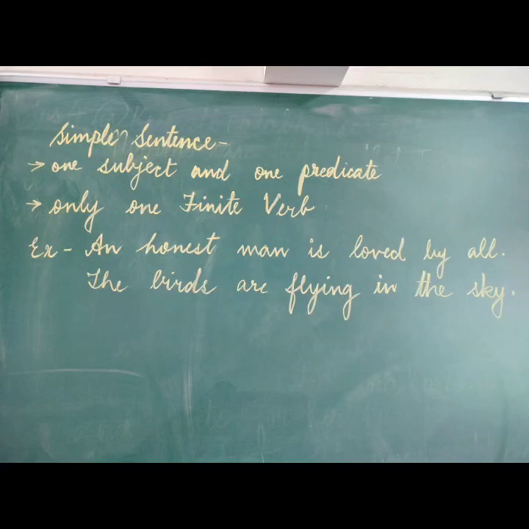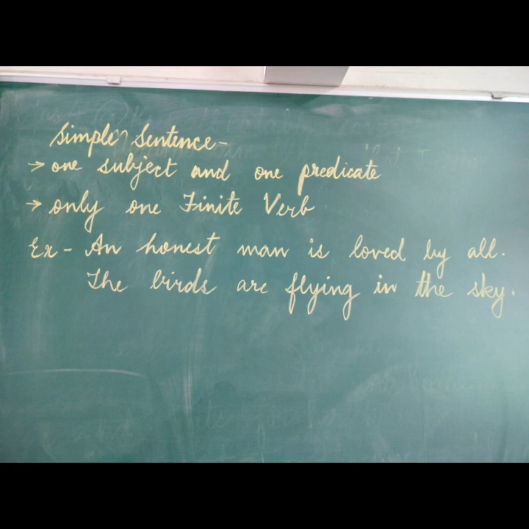So the first type of sentence that we are going to study is the simple sentence. Now what is a simple sentence? A simple sentence is the very basic kind of sentence. It has one subject and one predicate, and it has only one finite verb. As soon as you read a simple sentence, you'll understand that this is a simple sentence, because there are no different types and different conjunctions and all that in this. Okay, it has just one subject and one predicate, and only one finite verb.